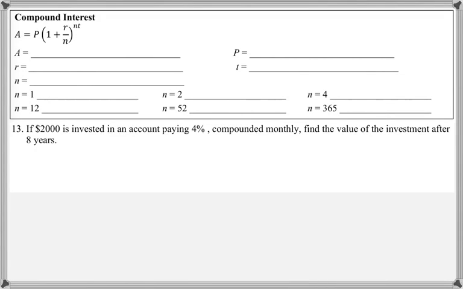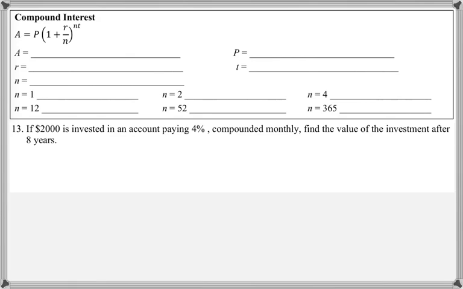The next part of the section is on compound interest. Now, interest is if you're putting money into a bank, you're going to get money back, or money in interest. And something called simple interest is if you put your money in, the interest is always calculated just on the original amount that you invested, or what's called the principal.